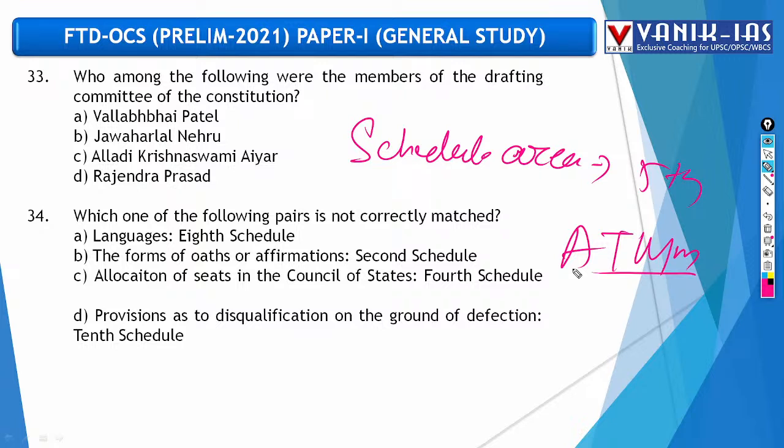9th schedule is regarding abolition of Zamindari. 10th schedule is disqualification, already mentioned. And 11th schedule is related to panchayats in rural areas, and 12th schedule is related to municipalities. Schedules of the Constitution are very important.